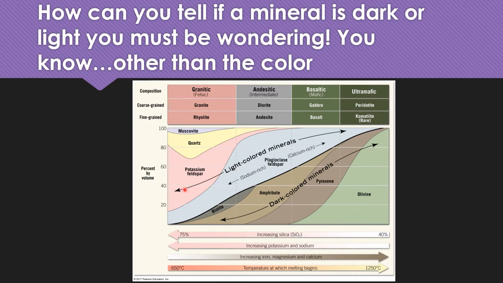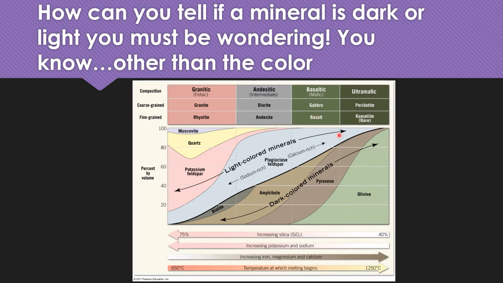And then you have your intermediate rocks, where you're going to have some quartz and some potassium feldspar, but you're mostly going to have plagioclase feldspar, which is white, biotite, amphibole, and pyroxene. These are our darker minerals. Okay, and as you get darker, you end up with more and more darker minerals, so like basalt to ultramafic.